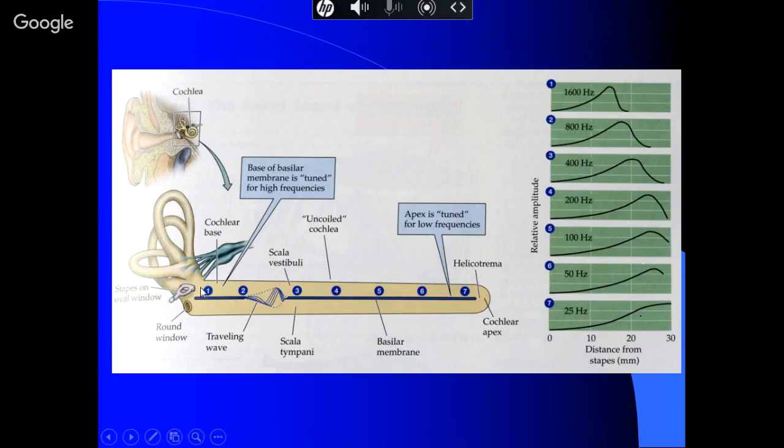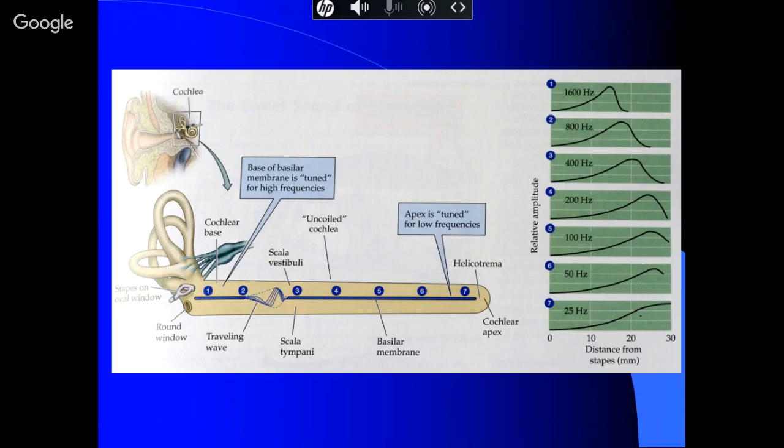So here you go. We've straightened out the cochlea. It's not spiraling around right now. Here's the oval window, where the basilar membrane is at its thickest and stiffest, and this end will be at its floppiest. Here is 1600 hertz, and this is 25 hertz down here. So the further you get away from the oval window, the lower the frequency that is detected.